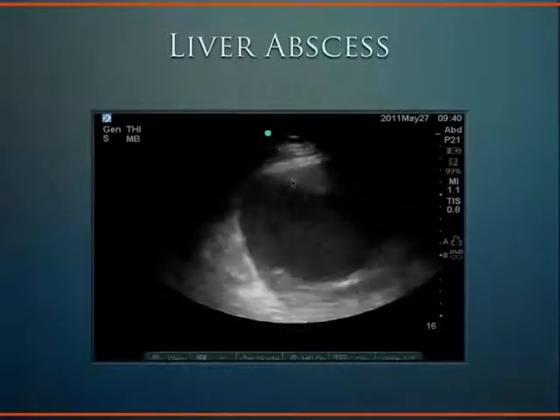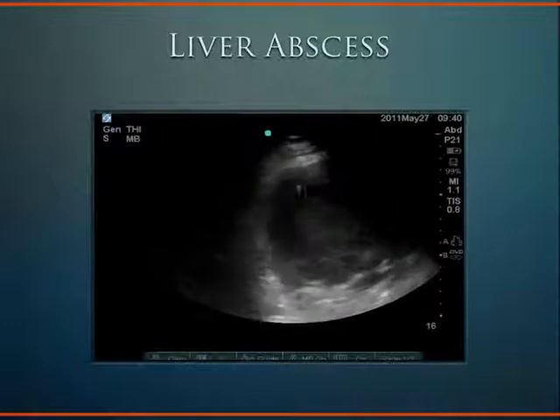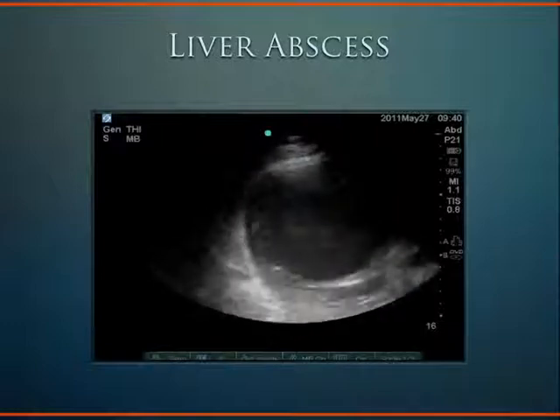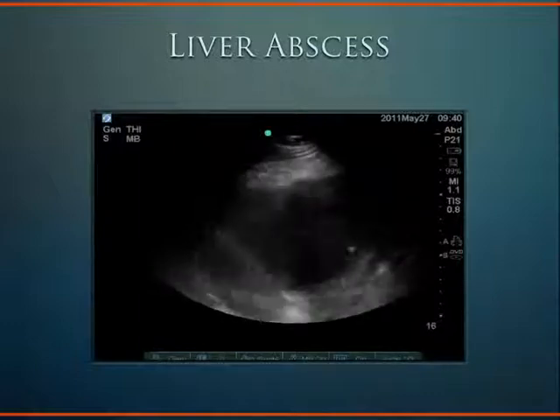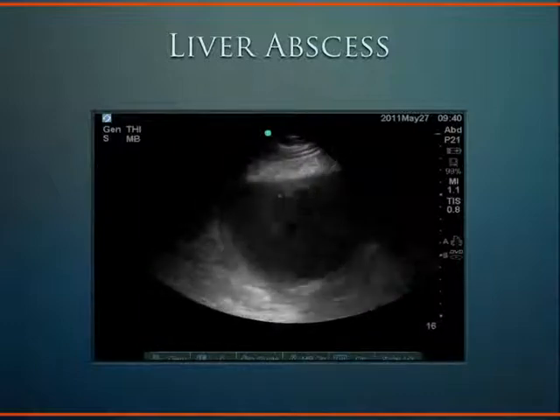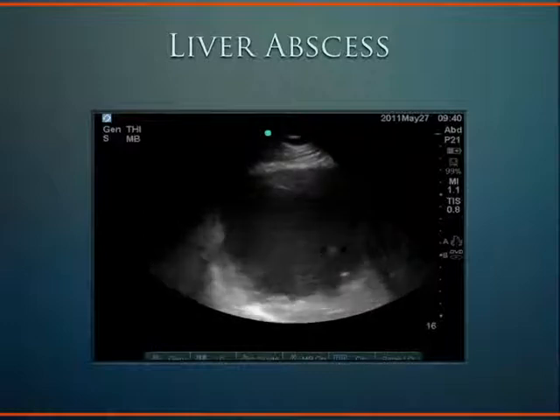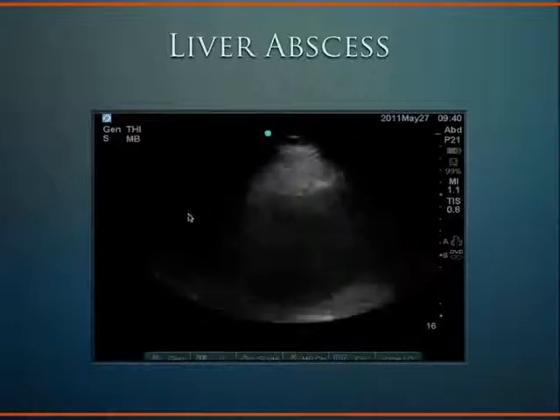In the liver we can see abscesses as well. This is a liver abscess. Kind of hard to see the kidneys over here for a second there. This is the liver seen here. This is all this hypoechoic encapsulated structure seen here as an abscess within this patient's liver.